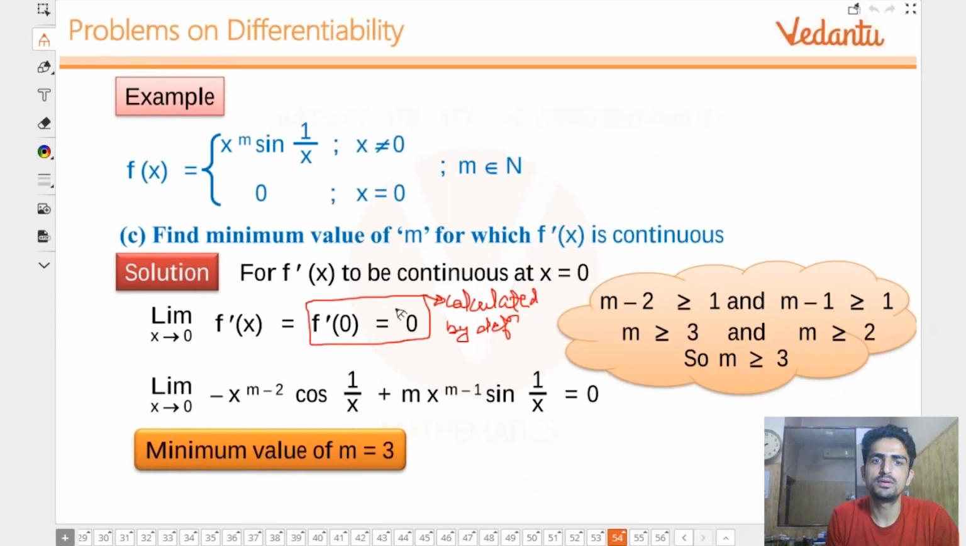The solution is given right here. Part C: find the minimum value of m for which f dash is continuous. Now this is somewhat different. How will we find f dash?